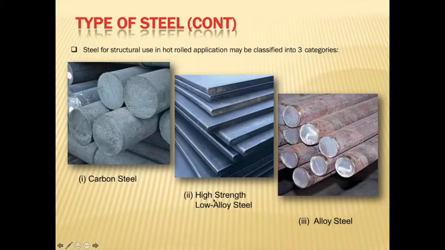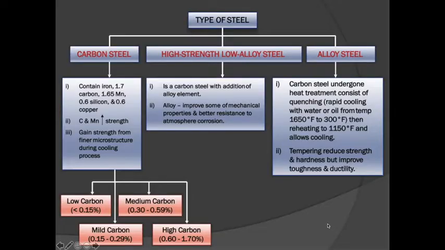So steel for structural use in hot rolled application may be classified into three categories, which are the carbon steel, high strength low alloy steel, and also the alloy steel. So you can see here, these are the types of steel that is used to produce the structural steel. As for the carbon steel, it contains iron, 1.7% carbon, 1.65 manganese, 0.6 silicon, and also 0.6 copper. You can see that as for the carbon steel, we have different percentages of carbons. We have low carbon, medium carbon, mild carbon, and also high carbon.